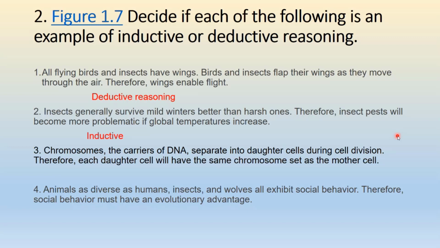And the third one: chromosomes separate into daughter cells during cell division. Therefore, each cell will have the same chromosome set as the mother cell. So in this one, it also starts with a general biological fact, that chromosomes separate into daughter cells during cell division, and deduces a specific consequence: each daughter cell will have the same chromosome set as the mother cell, based on that fact.